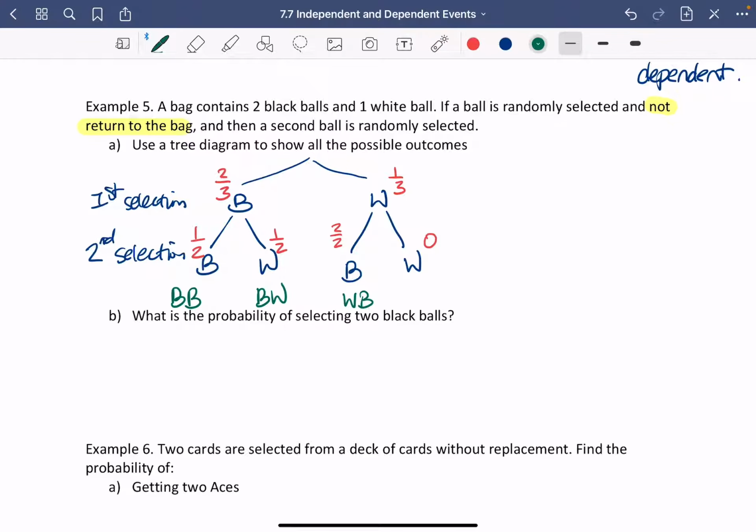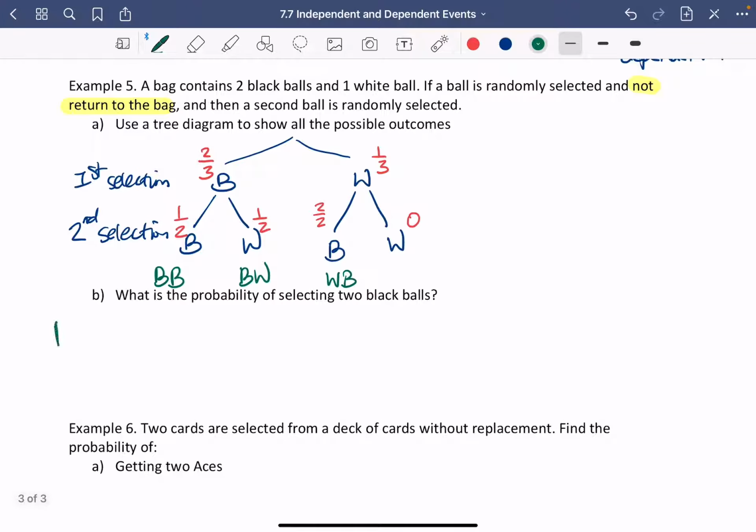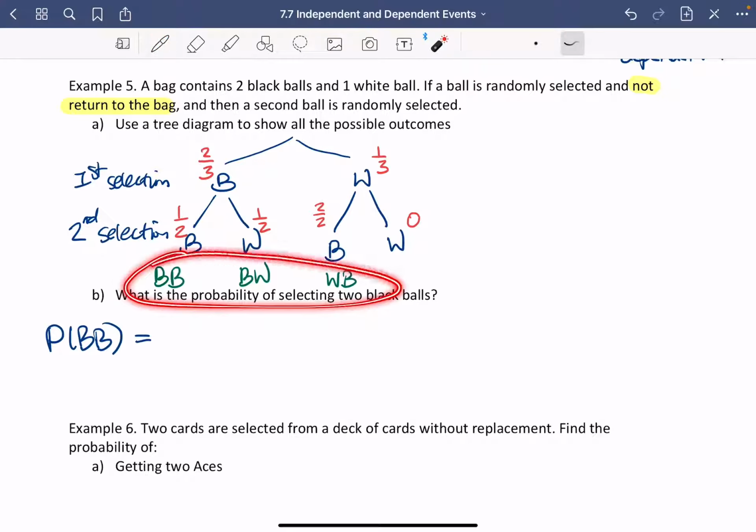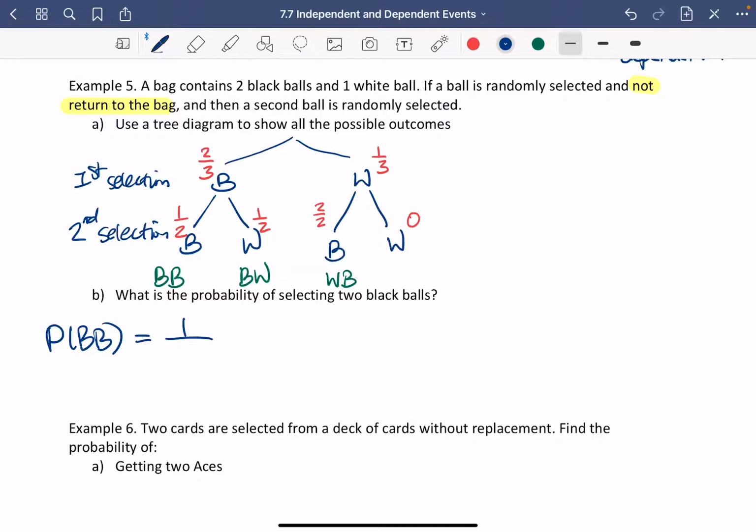Now, what is the probability of selecting 2 black balls? So B and B. Well, you can see that out of the 3 possible outcomes, BB is 1. You can only have one outcome of both black balls, out of 3 total outcomes. That's from the tree diagram.